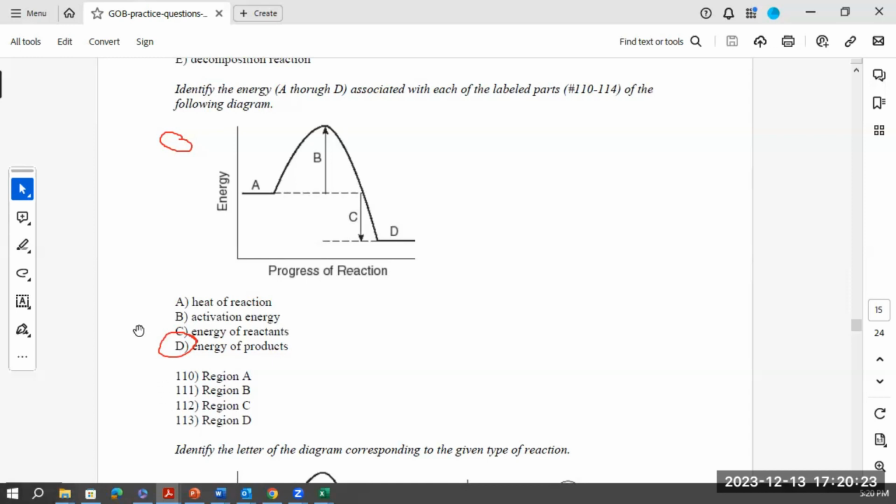Okay, so A represents, so that would be the energy of the reactants. That's right. And D represents the energy of the products. And then C is going to be what? That's right. C is going to be the heat of reaction.